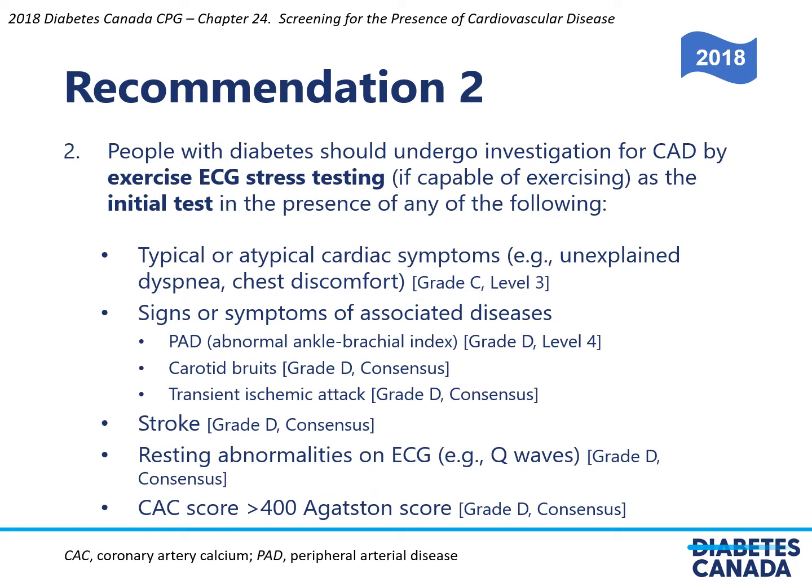Recommendation 2. People with diabetes should undergo investigation for coronary artery disease by exercise ECG stress testing, if capable of exercising, as the initial test in the presence of any of the following: typical or atypical cardiac symptoms, such as unexplained dyspnea or chest discomfort, signs or symptoms of associated diseases, such as peripheral arterial disease with an abnormal ankle brachial index, carotid bruits, or transient ischemic attack, stroke, resting abnormalities on ECG, such as Q waves, or a coronary calcium score of greater than 400 Agatston score.